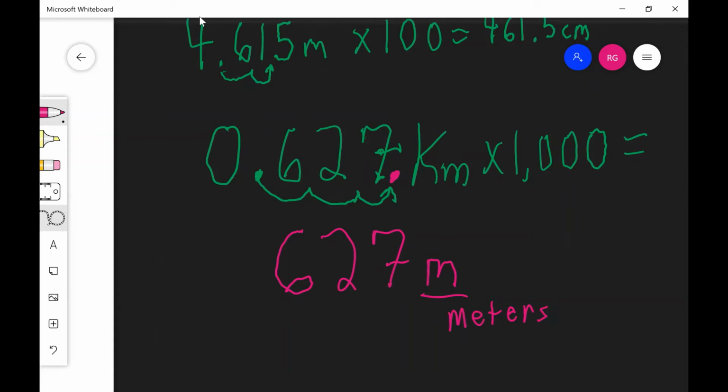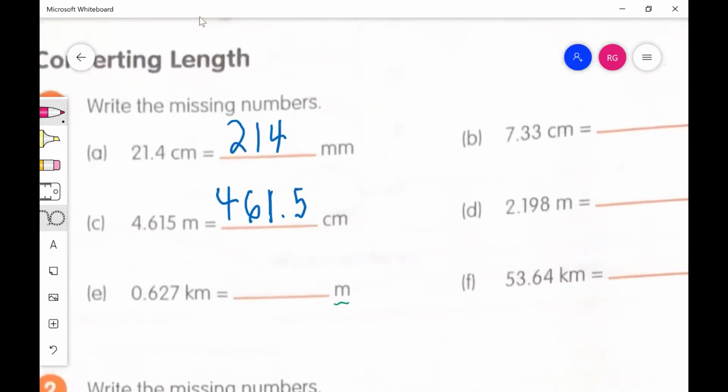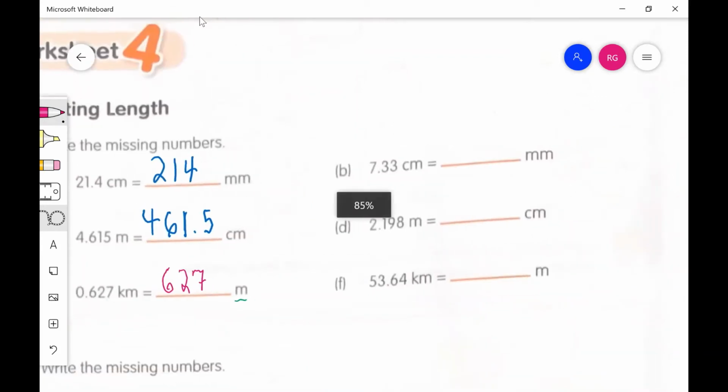So make sure you have 627 meters for that one. All right, so let's get that in there. 627 meters. You guys are doing great. Keep up the good job.